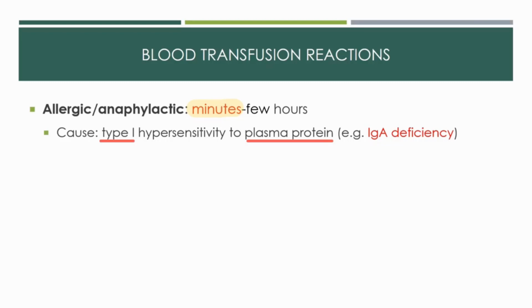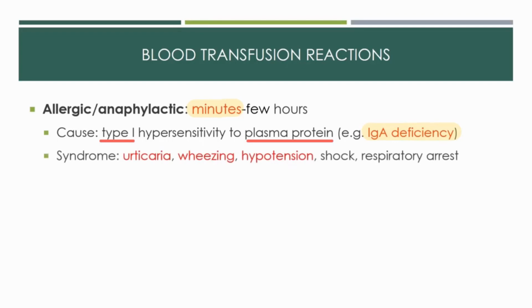An example of this we already learned about is blood given to someone with an unsuspected IgA deficiency. These patients have never seen IgA before and must receive blood without it. The syndrome is going to be that of anaphylaxis, intensely pruritic urticaria, bronchospasm causing wheezing, vasodilation causing hypotension, potentially progressing to respiratory failure, anaphylactic shock, or both.